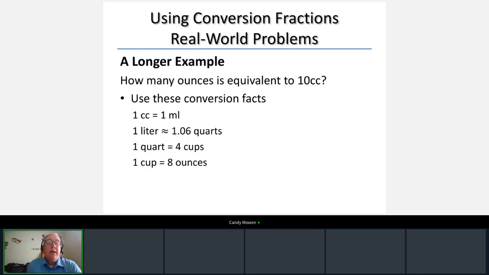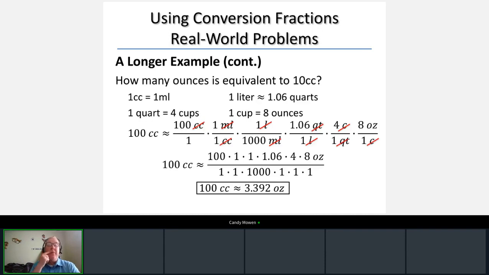Now, a longer example. How many ounces is equivalent to 10 cc's? Okay, use the conversion facts. 1 cc equals 1 milliliter. 1 liter is approximately 1.06 quarts. 1 quart equals 4 cups. 1 cup equals 8 ounces. So how many ounces is equal to 10 cc's?